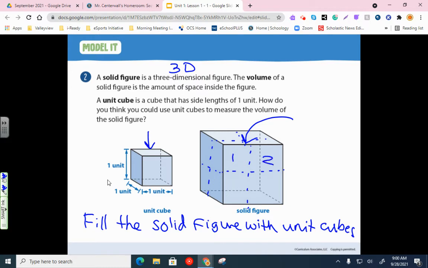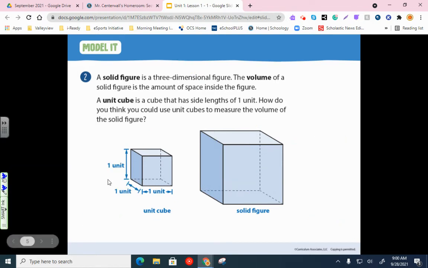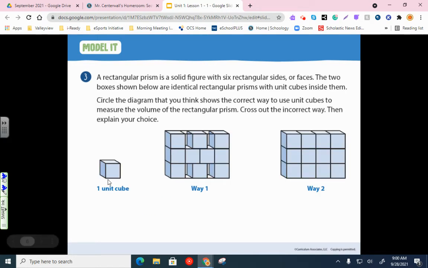We'd have 1, 2, 3, 4, and the volume of this would be 4 cubic units. So the one up above would be 4 square units. This is 4 cubic units, and we'll get more into that later on in the next lesson on the difference between the two. And I like these lessons for math because they take their time and go over concepts pretty slowly. All right, let's look at 3.